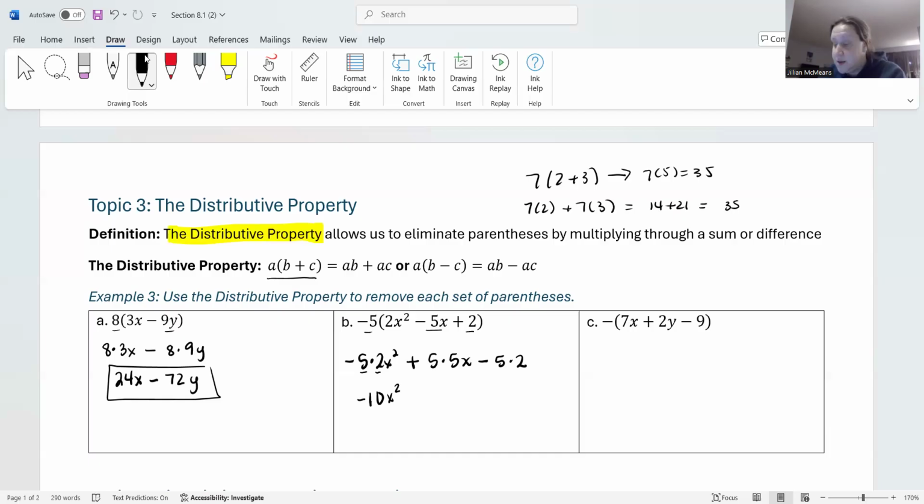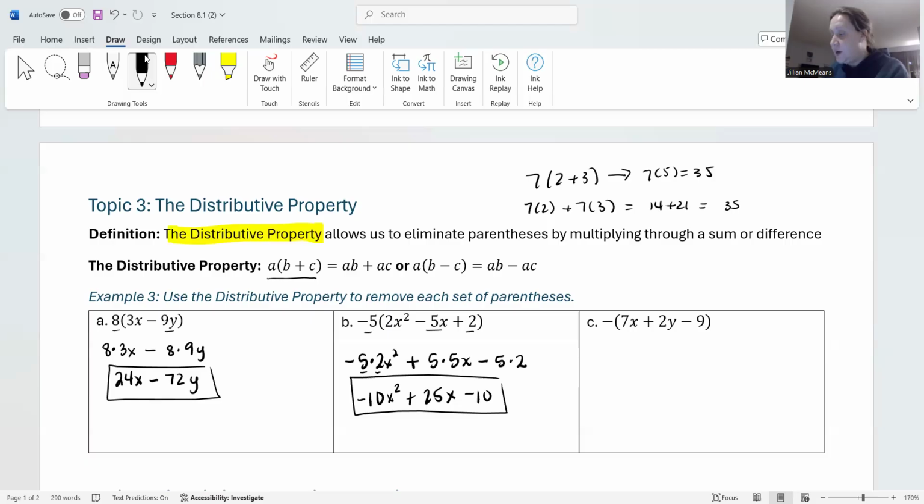Next, I have plus 5 times 5x. So all I have to do here is multiply the two 5s. So 5 times 5 is 25. So I get plus 25x. And then finally, I have minus 5 times 2. Well, 5 times 2 is 10, so I just get minus 10. And we have removed the parentheses. So again, I address my signs right away. I don't simplify the signs later.